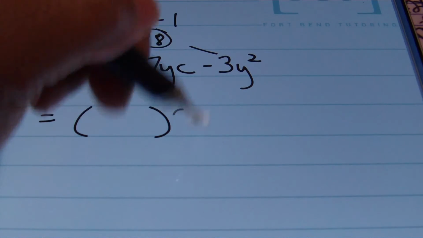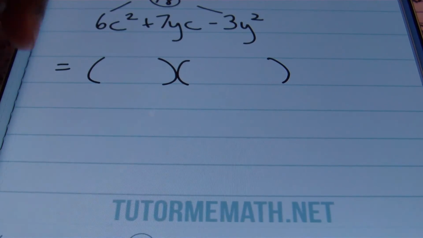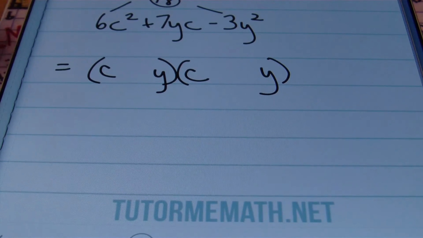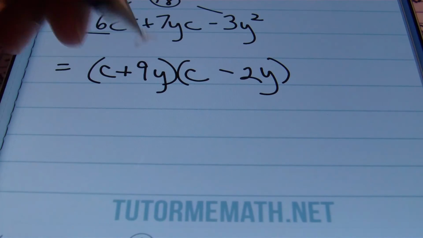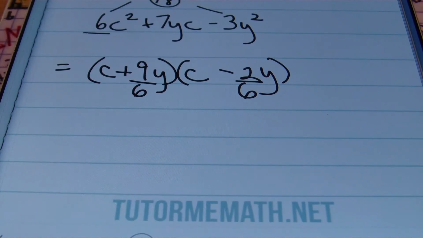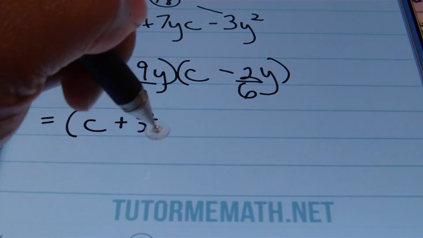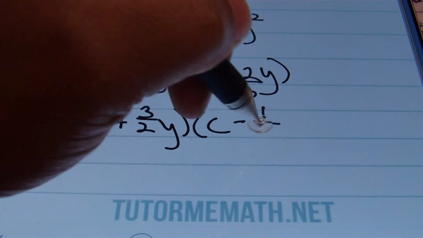So I'll open up 2 sets of parentheses here, and within those parentheses, I'll have my variable c, I'll also have my variable y, and I'll have my 2 factors, 9 and 2. I know that the 9 must be the sign of the middle term, so the 9 must be positive, and I also know that 2 needs to be negative because these 2 factors need to subtract to give me 7. From here, I'll be dividing both the 9 and the 2 by that leading coefficient of 6 and then simplifying. So I'll have 9 over 6 and 2 over 6, and then I'm going to simplify this. This gives me a result of c plus 3 halves y times c minus 1/3 y.